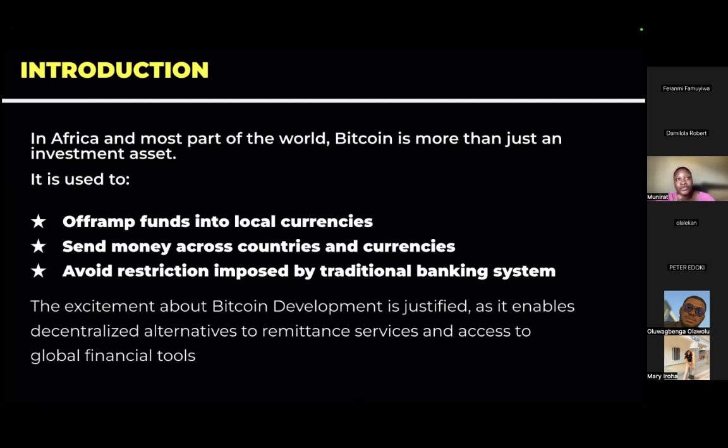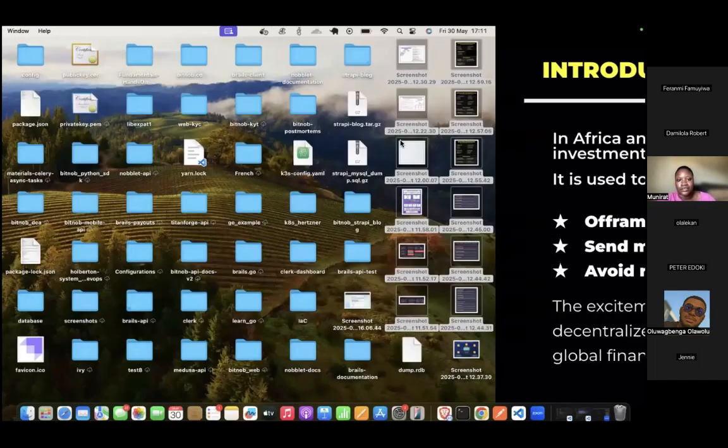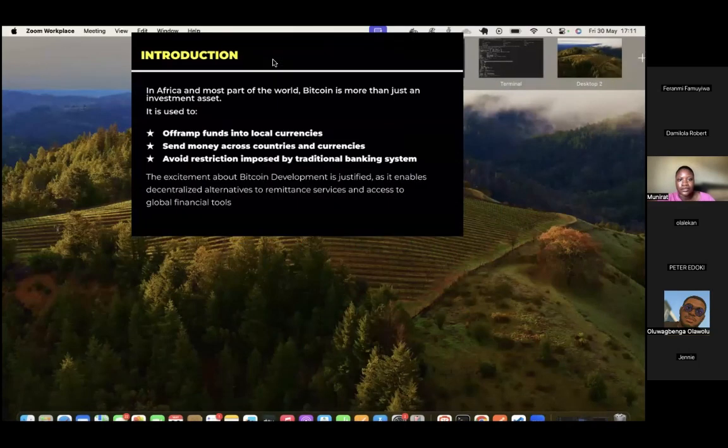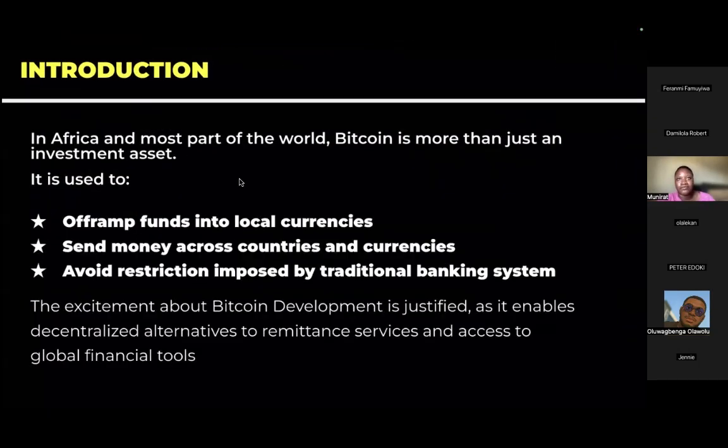So Bitcoin adoption has been really good, especially in this part of the world, that's in Africa. You will see different products, different applications talking about buying, selling, receiving, sending Bitcoin. But in Africa, it's way more than just buying, selling, receiving. It solves real life problems for us.